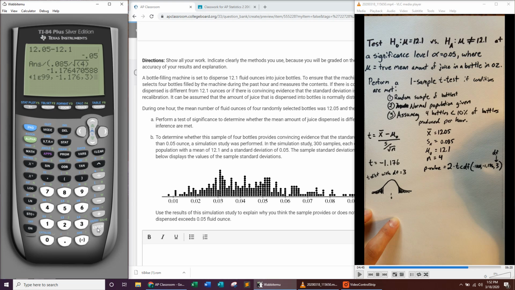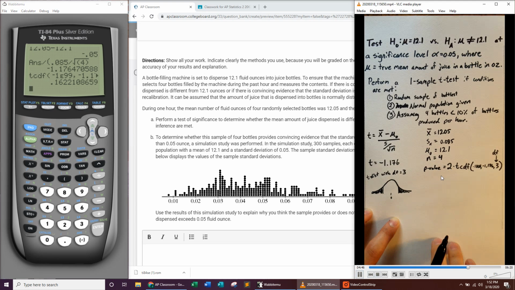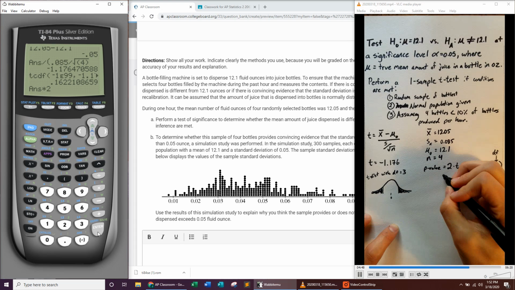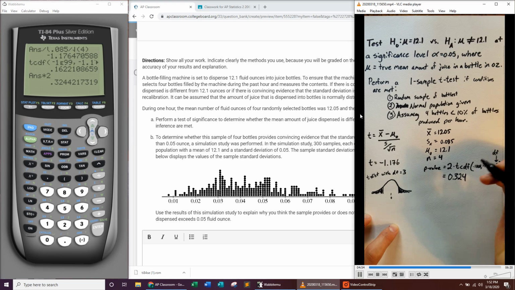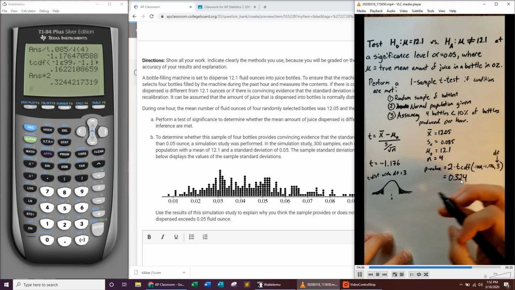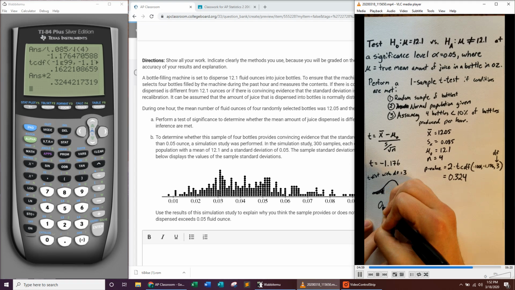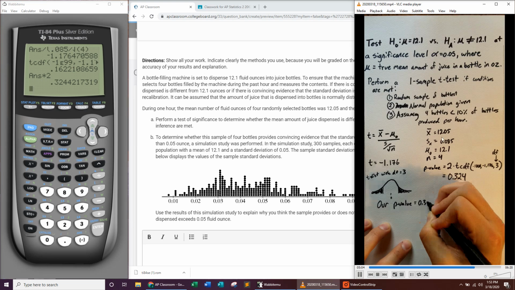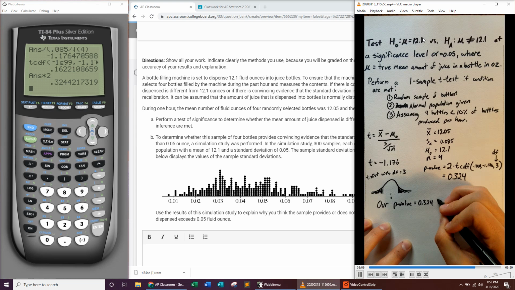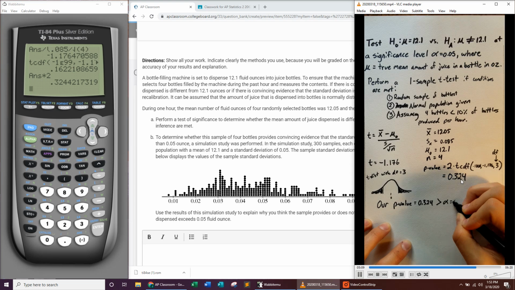All right, our calculator is going to tell us that the probability of having a sample that low is about 0.16 or 16%. But remember, we're doing a two-sided test, so we need to double that value to account for samples as extremely low or as extremely high as this one. So 0.16 doubled gives us the p-value of 0.324. Great. So we have our probability that we would get a sample this far off if the machine was working correctly. The probability of doing that is about 32%.